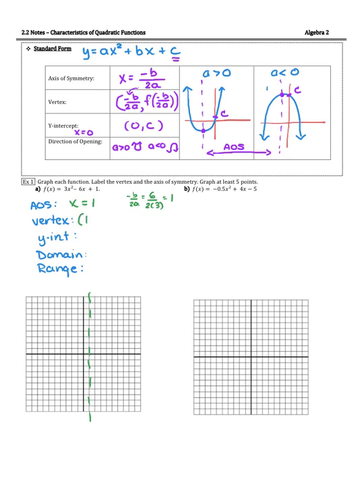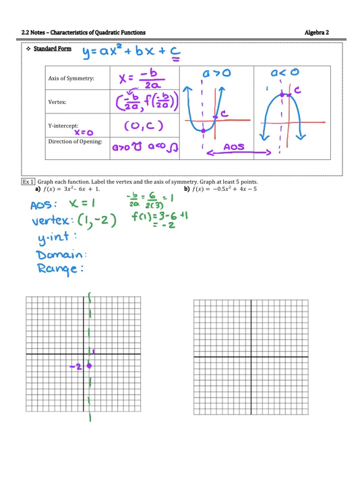The vertex, now we know the x coordinate will be 1. We have to find out what the y value is. So we go back to our quadratic and we plug in 1. So that's going to give me 3 times 1 minus 6 times 1 plus 1. So negative 3 plus 1 is going to give me a negative 2. So at 1, negative 2, this is negative 2, this is 1, that's going to be my vertex.